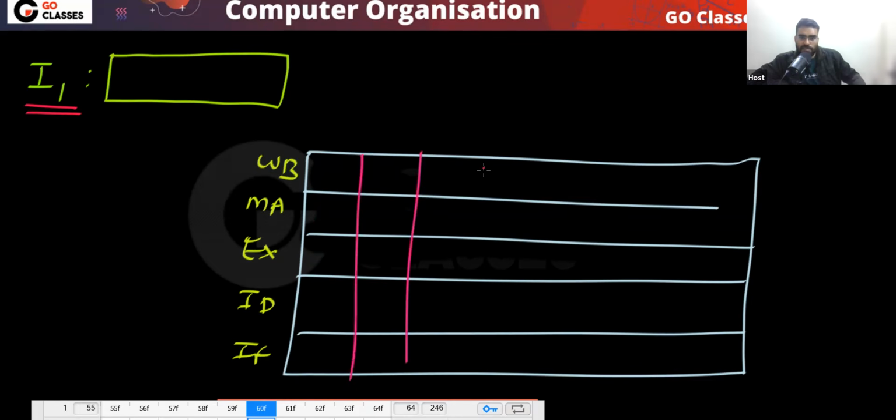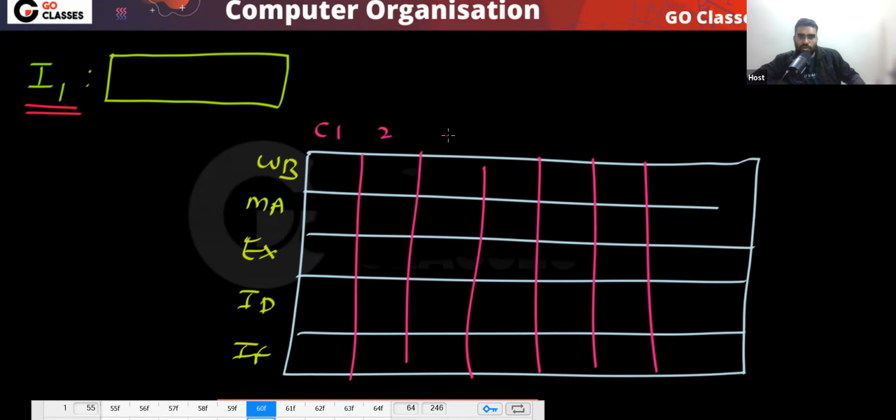So you can see that this is your instruction IF, instruction fetch phase. Then you decode, then you execute, use the ALU, then data memory access, and then write back. Okay, these are the cycles. Now let's play a simple game. Cycle C1, 2, 3, 4, 5, 6, and so on.